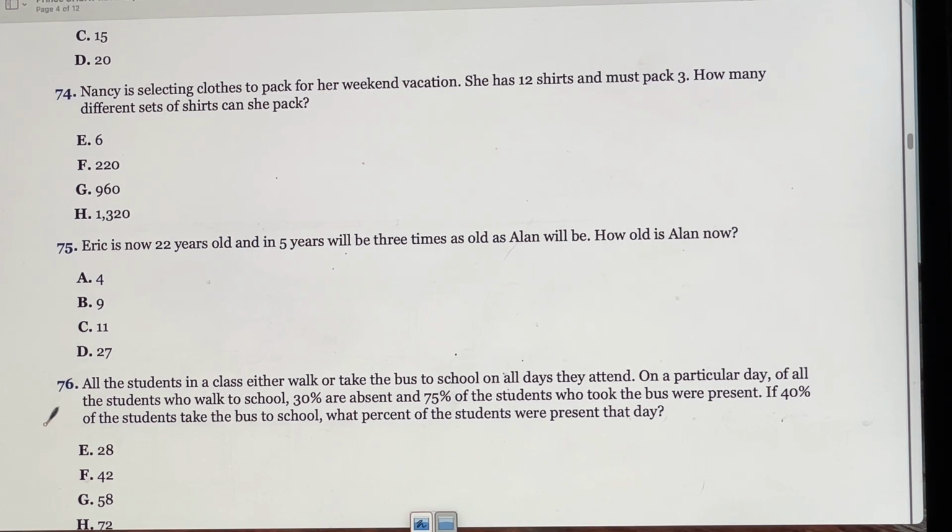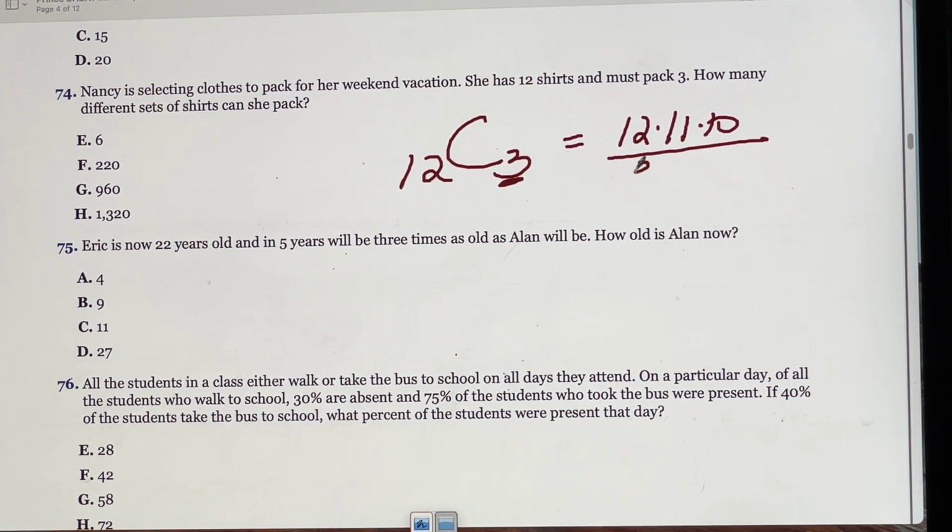Nancy's going on vacation. She has 12 shirts. She must pack 3. How many different sets? So this is a combination, right? Order doesn't matter. So for this one, we have 12 and 3. So 12 factorial would be 12 times 11 times 10. We're going down 3, remember? And then 3 times 2 times 1.